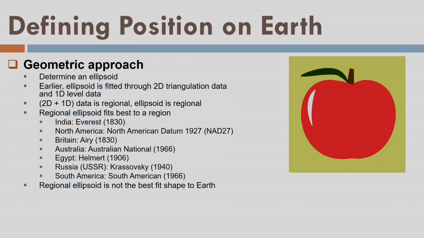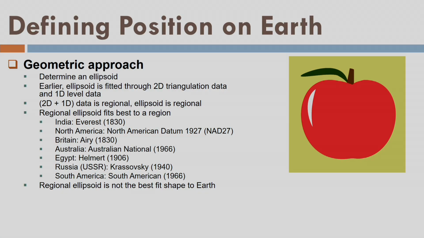Let us come to the geometric approach. The geometric approach says that let us fit an ellipsoid, which is a geometric figure, on the given surface of the earth. We have already discussed that we have some regional ellipsoids which are fulfilling the local purposes of a particular continent, country or region. These ellipsoids were fitted using two-dimensional data and one-dimensional vertical data. Again, that was a kind of compromise, but that was the only solution possible in those days. They fitted the regional ellipsoids, and that is appropriate for a region.